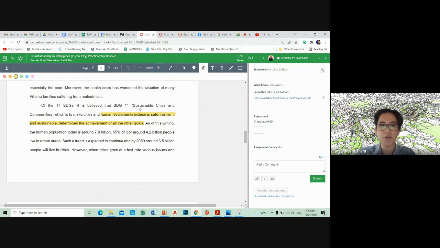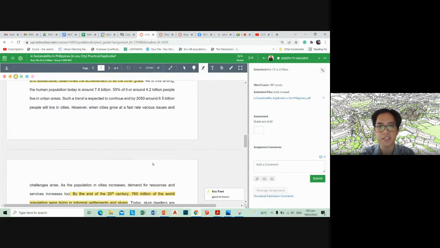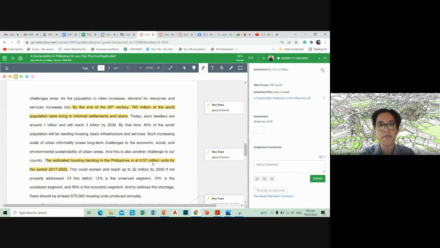As of this writing, the human population today is about 7.8 billion, and 55% of it, or around 4.2 billion people, live in urban areas. Such a trend is expected to continue, and by 2050 around 6.5 billion people will live in cities. And then over here, I'll just skip to the quick summary.